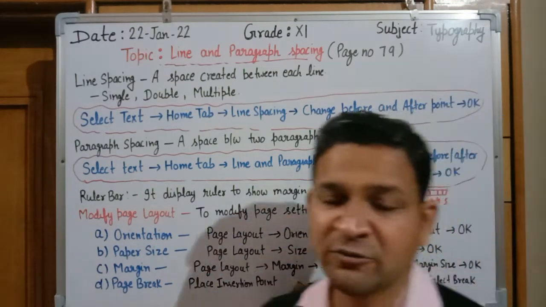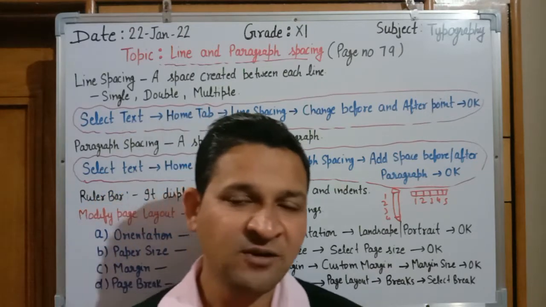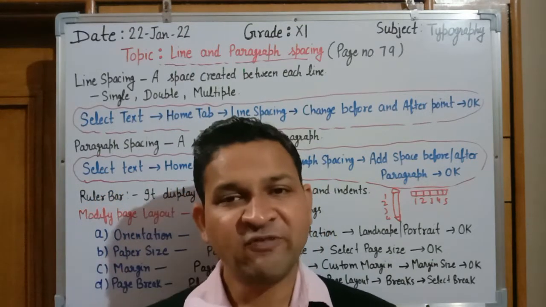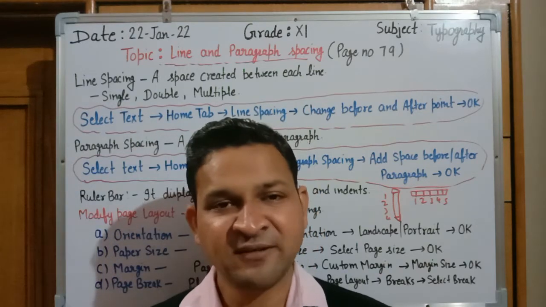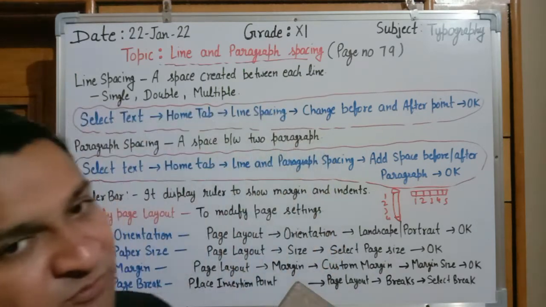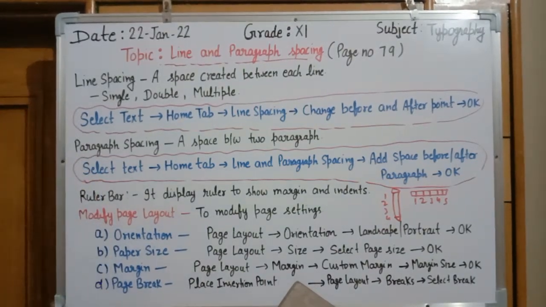So come to the first point. Orientation means page representation. Page will be represented horizontally or vertically. Page will be represented lengthier or wider. So wider and lengthier, or we can say horizontal or vertical, can be represented by the orientation option.